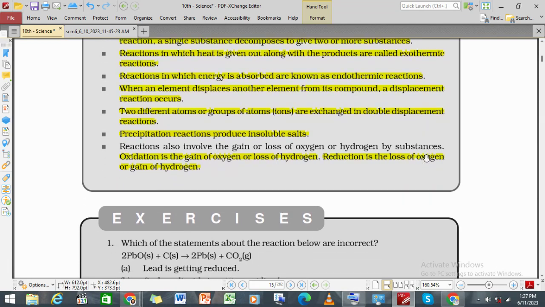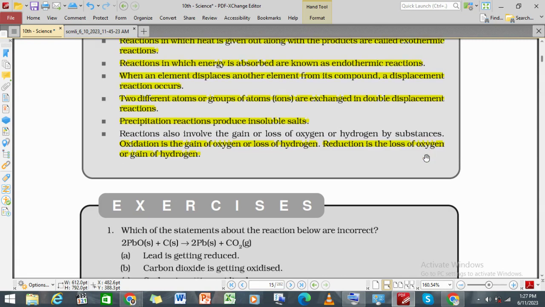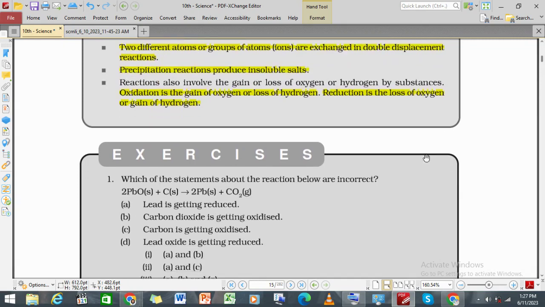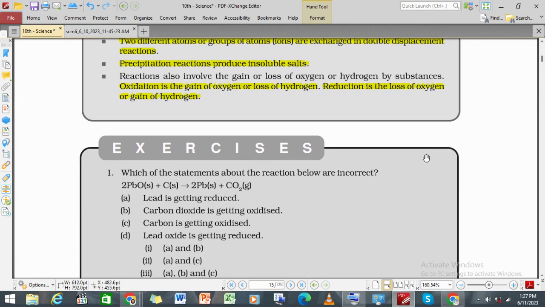Now, when an element displaces another element from its compound, a displacement reaction occurs. Now, what is a double displacement reaction? Two different atoms or groups of atoms or ions are exchanged in a double displacement reaction. The precipitation reaction produces an insoluble salt, all right, and oxidation is the gain of oxygen and loss of hydrogen, while reduction is the loss of oxygen and gain of hydrogen.